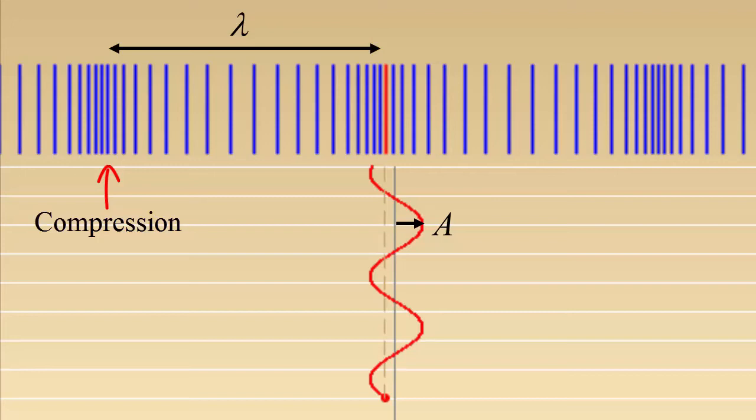Regions of compression in a wave are more dense. In between two compressions are regions where the particles are spread out. These regions are called rarefactions, and they have less density. The distance between two successive compressions or rarefactions represents the wavelength of a longitudinal wave.